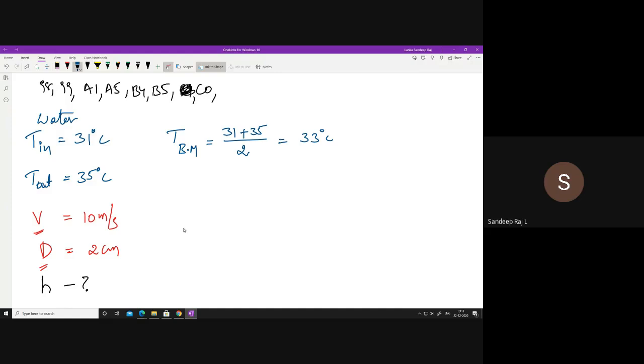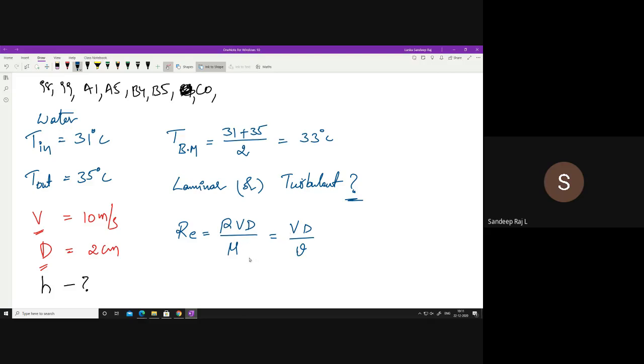Then in any given problem of internal flow, you have to find out whether the case is laminar or turbulent. So how do you find it? You find it using the Reynolds number, which has to be found out initially. For finding the Reynolds number, what is the formula? Rho Vd by mu. Also you can write it like Vd by nu.